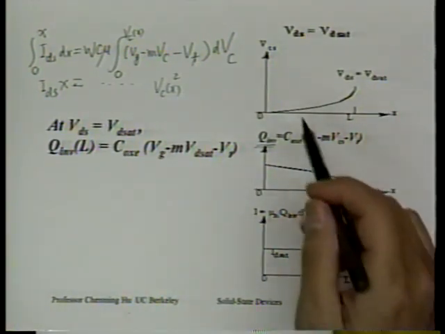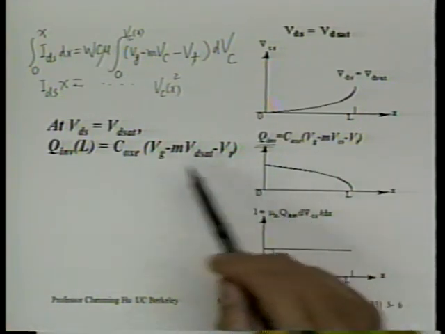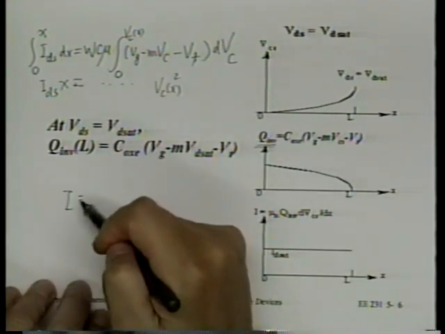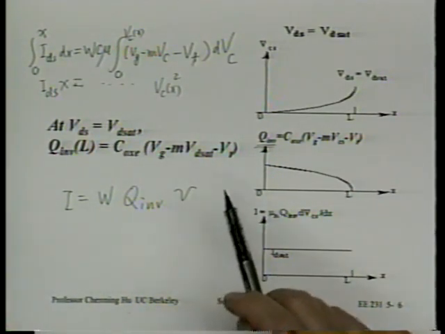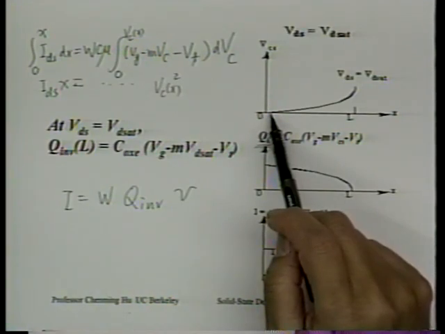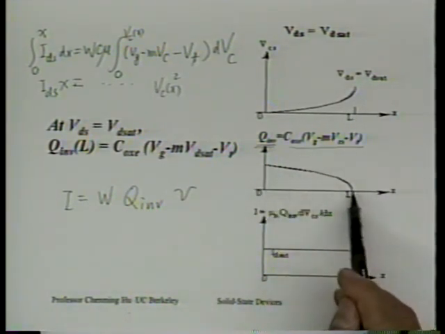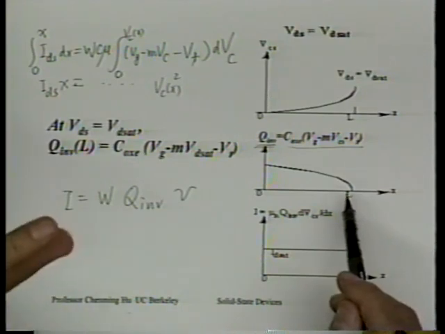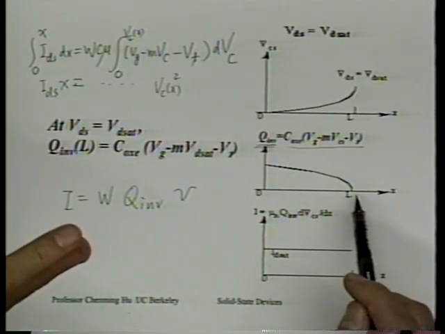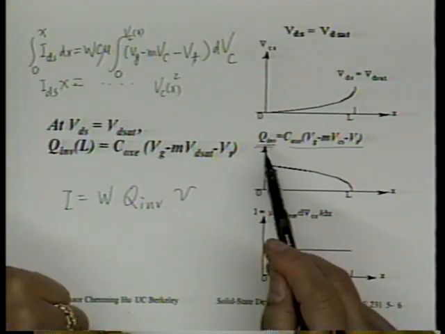Why would this VC versus x ensure that current is continuous and constant between source and drain? Well, that's because current is equal to W times Q inversion times velocity. Now, because electric potential is increasing from source to drain, Q inversion is decreasing from source to drain. Why? Because as we move from source to drain, the bottom capacitor's potential is increasing from 0 to VDS. Therefore, the voltage across Cox is decreasing, and therefore the capacitor charge is decreasing, right?